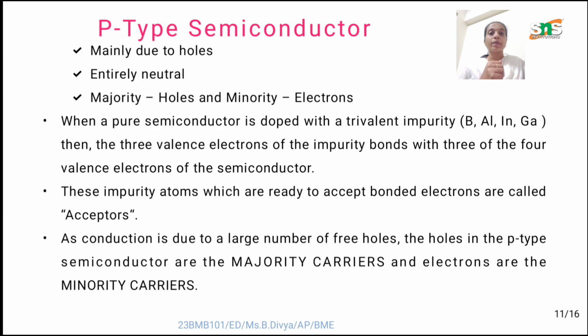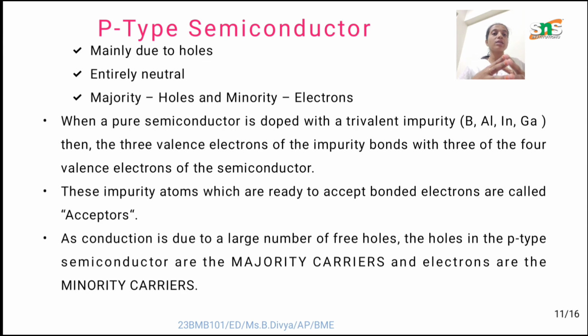Next is the P type semiconductor, mainly due to holes. The N type semiconductor, as I told you already, is based on electrons. The P type semiconductor is based on holes. This is also entirely neutral, where the hole and electron recombination occurs, so there will only be neutral charges. The majority carriers are holes, and the minority carriers are electrons, just opposite to the N type.